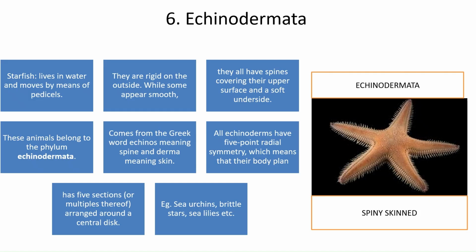So keep the label Echinodermata and below it the picture of the starfish, and then the characteristic cards saying spiny skinned.